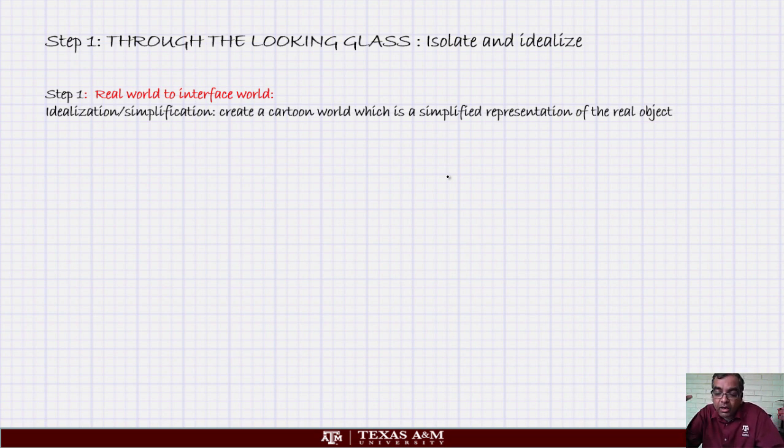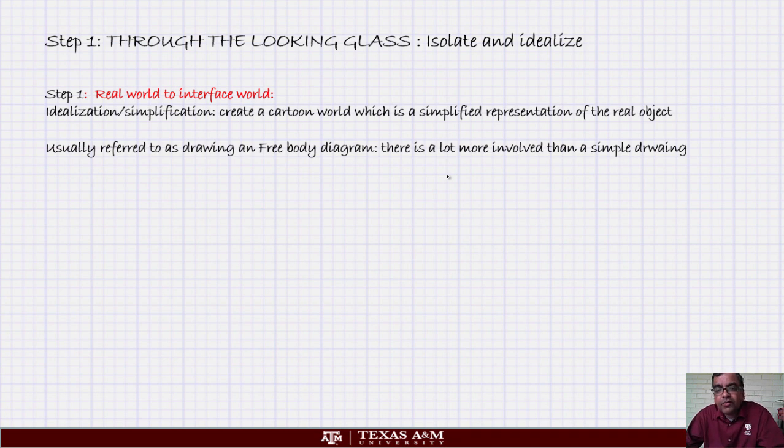Okay, we create a cartoon world with a simplified representation of the real objects. This is usually referred to as drawing a free body diagram, but it is actually a little bit more. This is actually called modeling or simplification or idealization. That's why I said isolate and idealize is the core of this.